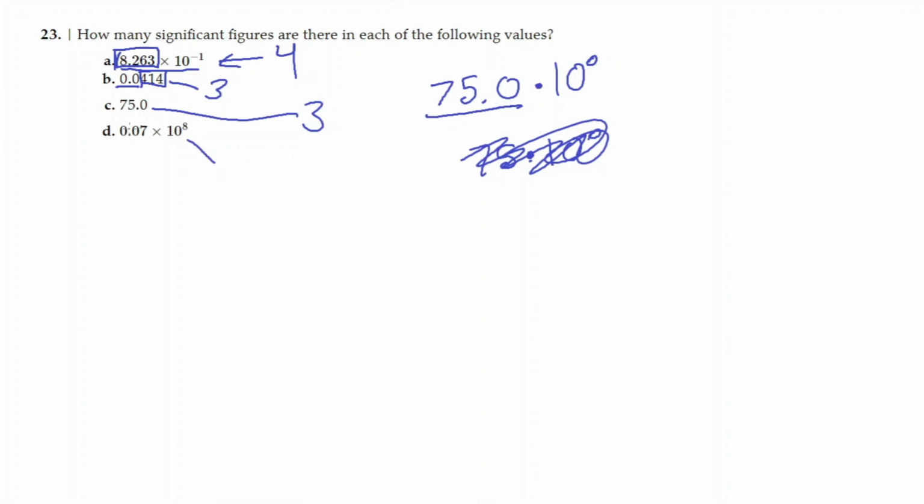Now let's take a look at D. We have 0.07 times 10 to the 8th power. Again, this is written in scientific notation, so these leading zeros are not significant. Our only significant number is 7, so this would be a count of 1.